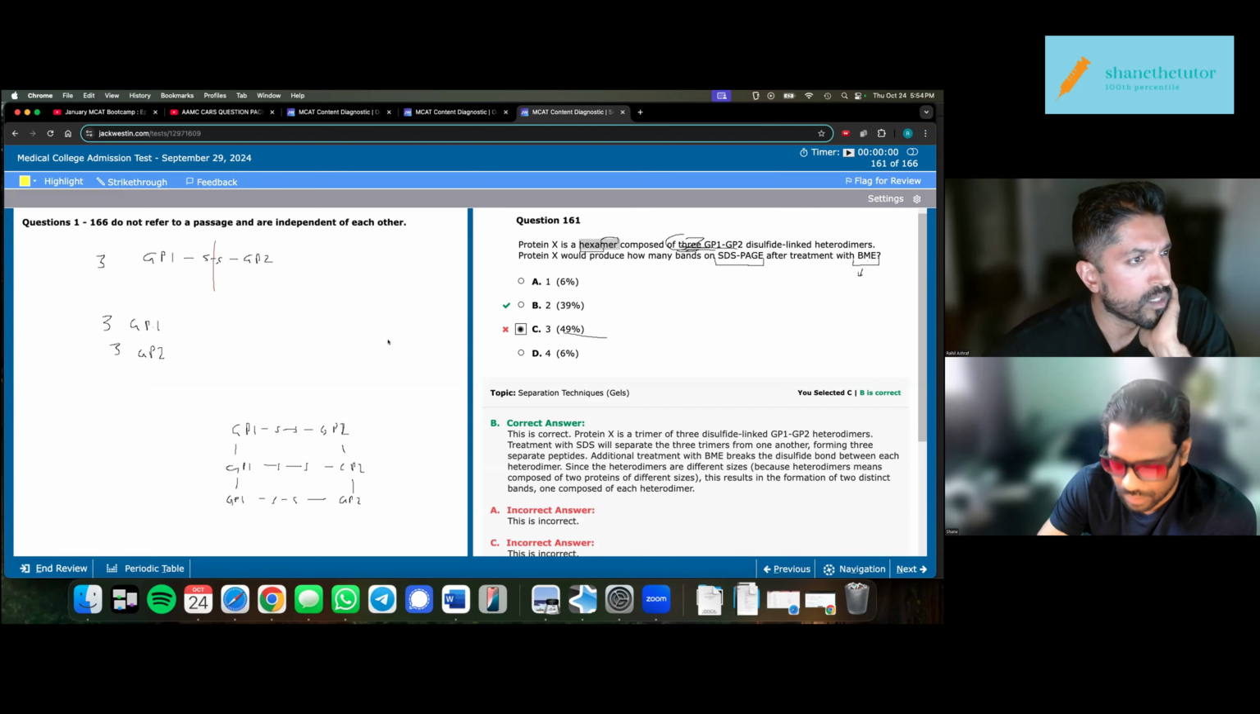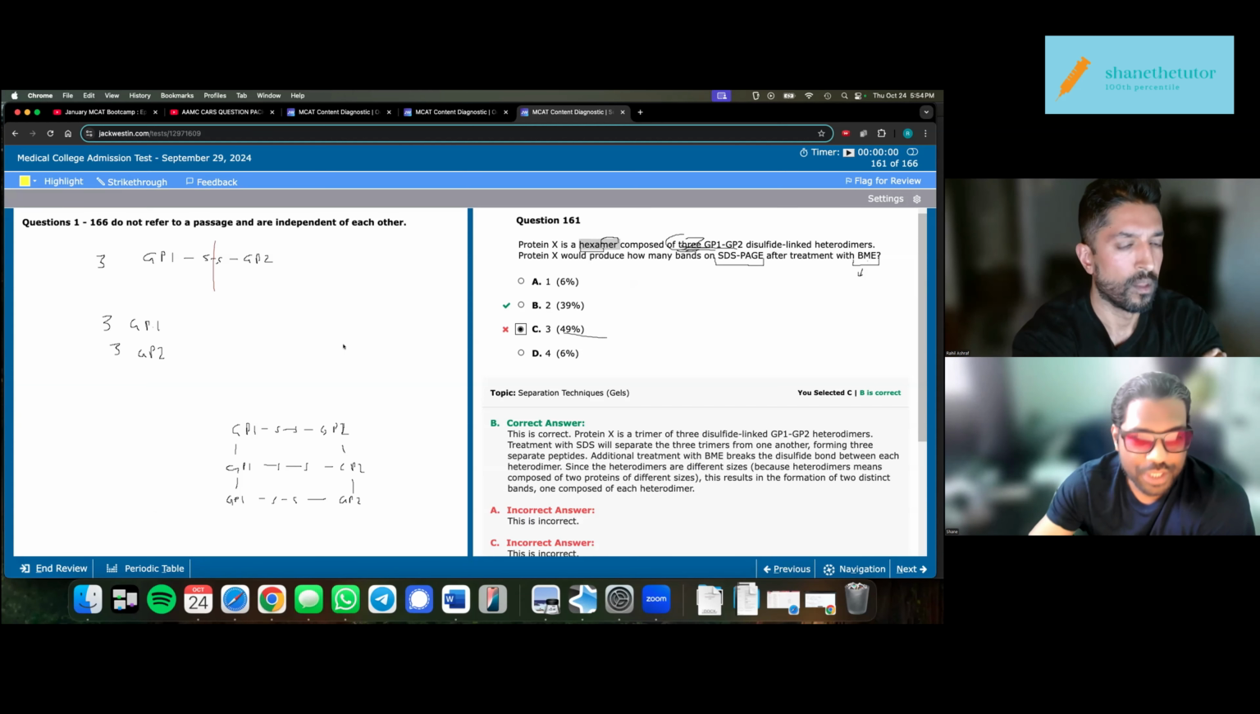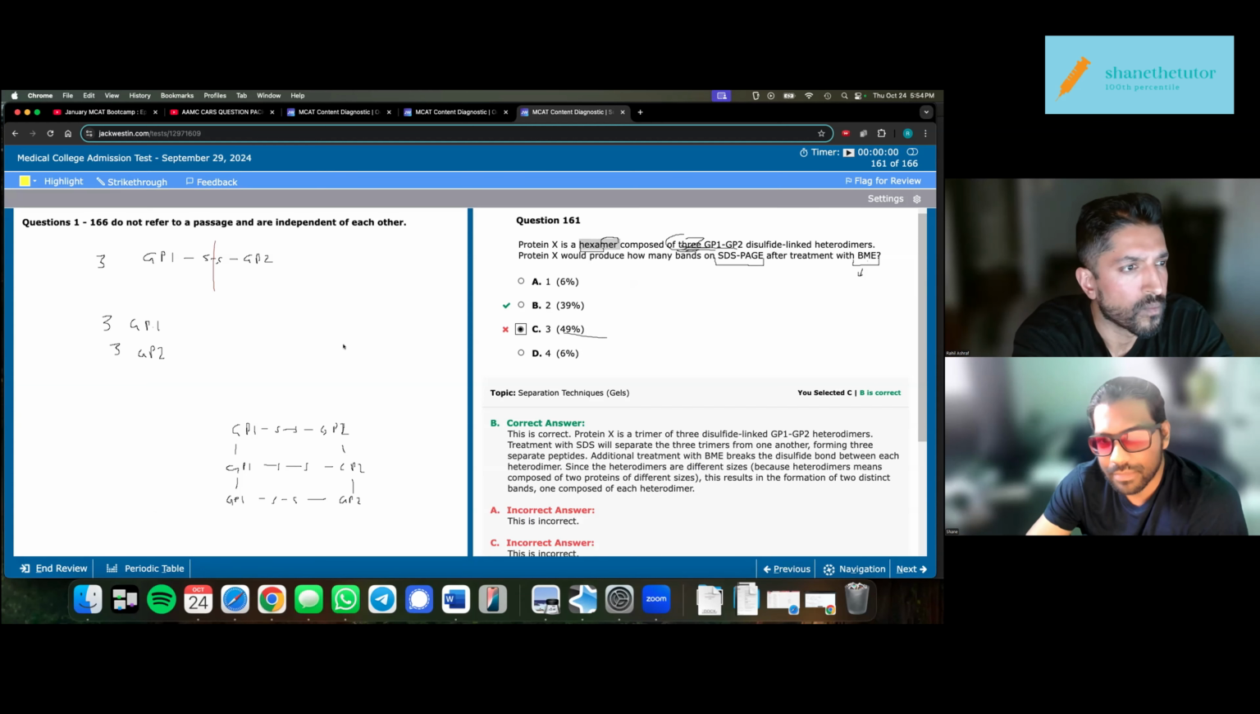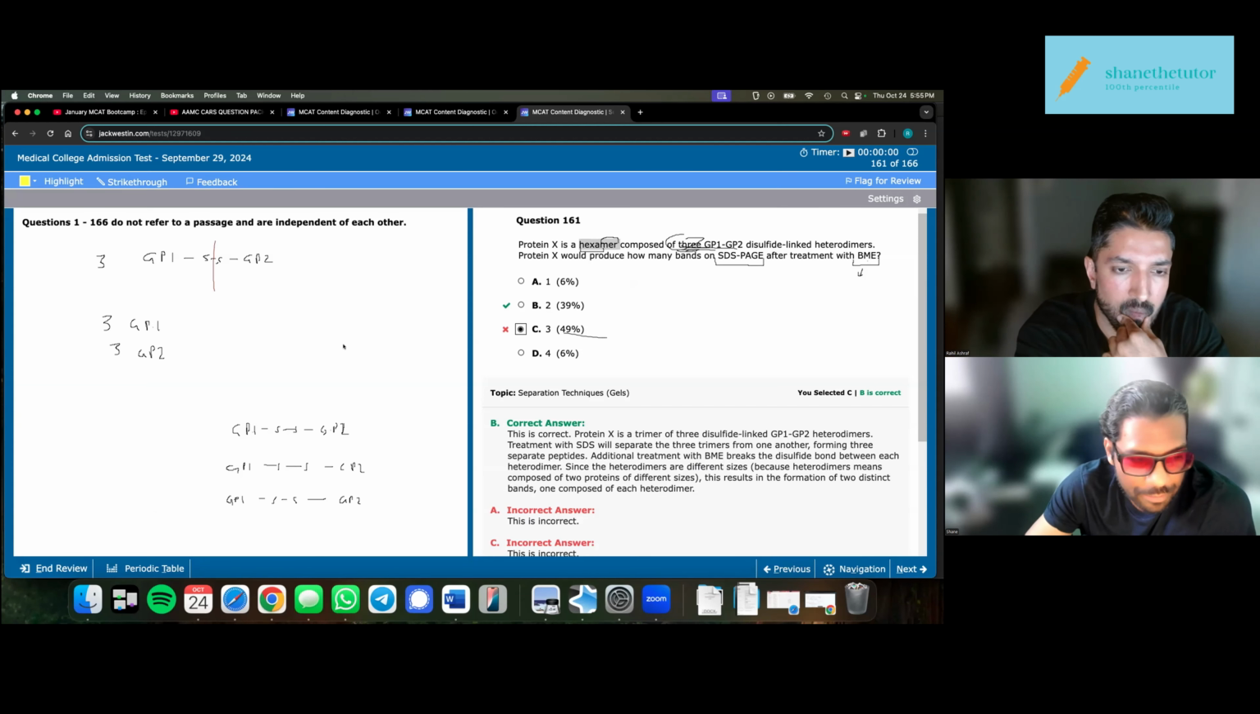I would say yes, unless it says reducing, like you said, right? Reducing or BME. Yeah, so SDS is just denaturing. From the question stem, they didn't really tell us what type of bonds exist in the hexamer. We know that the bonds between GP1 and GP2 are disulfide, but between the GP1s there could be some type of intermolecular bond, and between the GP2s, intermolecular forces, right?